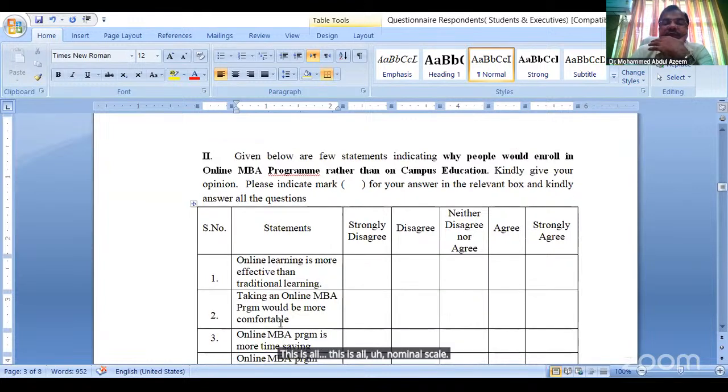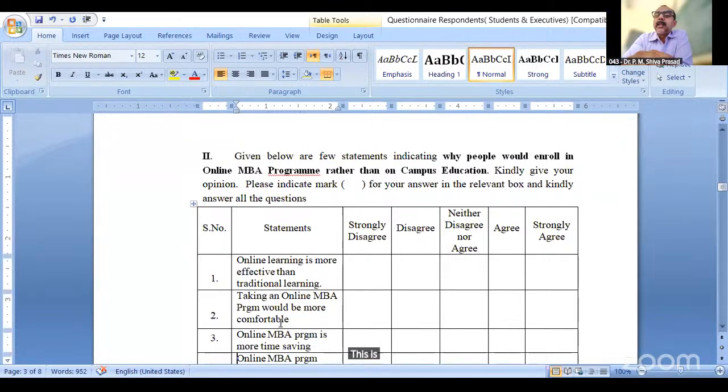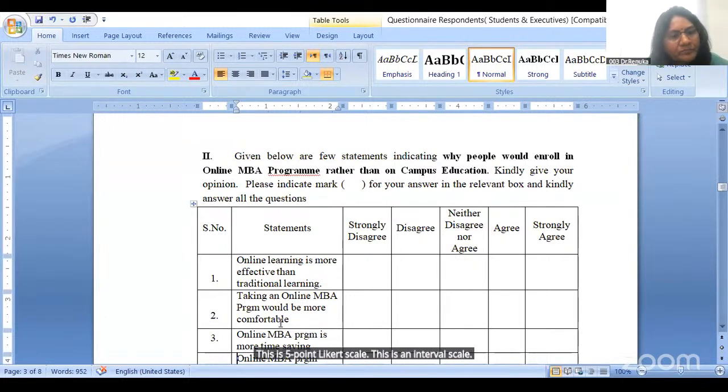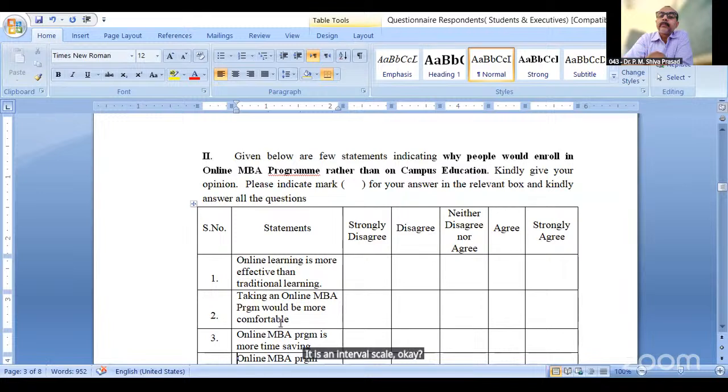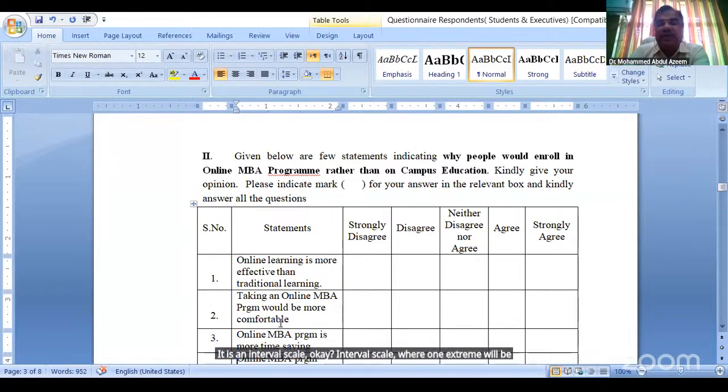See, what is this? This is a 5-point Likert scale. This is an interval Likert scale. There is no word like Likert; Likert has proposed this one. It is an interval scale, where one extreme will be strongly disagree, the other extreme will be strongly agree. It can be vice versa also. Strongly agree can be this side, strongly disagree will be this side.